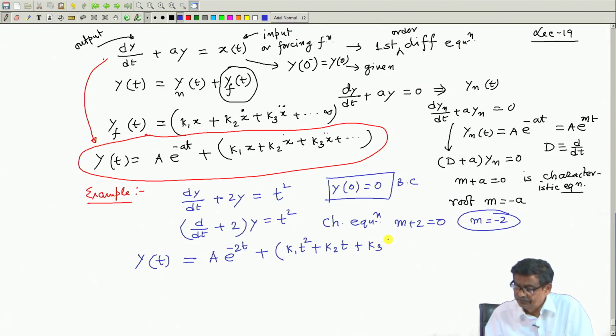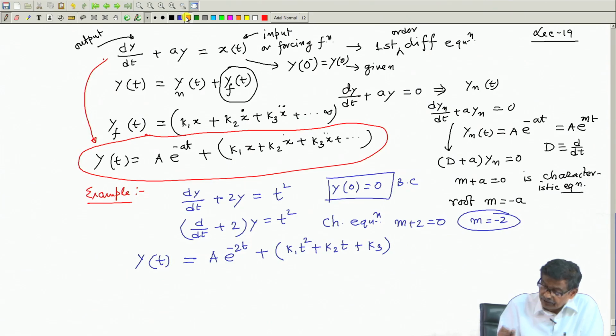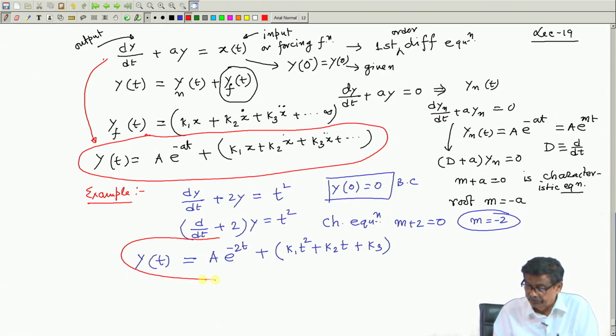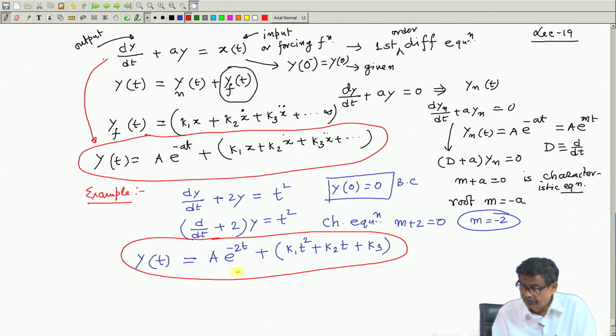After that no terms exist. So, that ODE goes like this. So, this is the total solution. Now, after you get the total solution, you have to find out so many constants. See, once you write this, you have solved 90% of the problem without wasting much time.